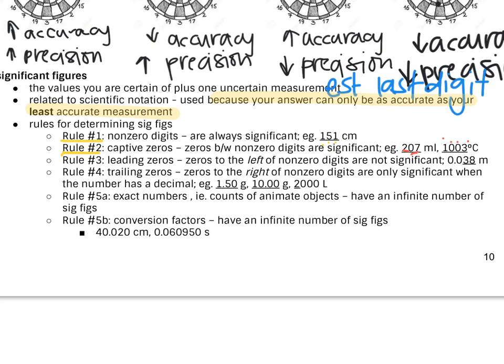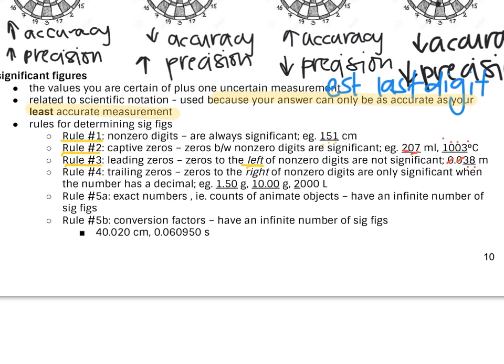Okay, rule number 3, leading zeros. So zeros to the left, we're going to underline that. Zeros to the left of non-zero digits are not significant. In this example, say you measured something and you got 0.038 meters. These first two zeros are to the left, so they are not significant. They do not count. But this 3 and this 8 count as significant figures. They are meaningful to your measurements.